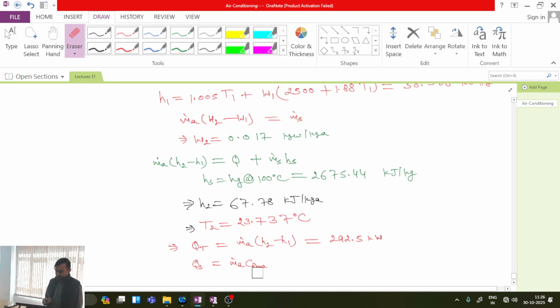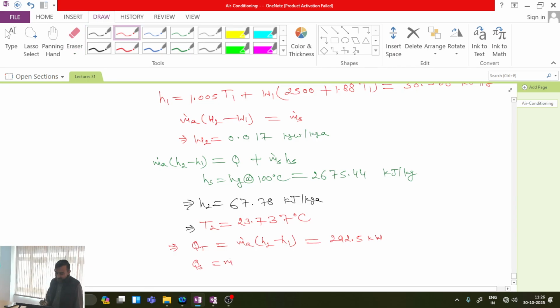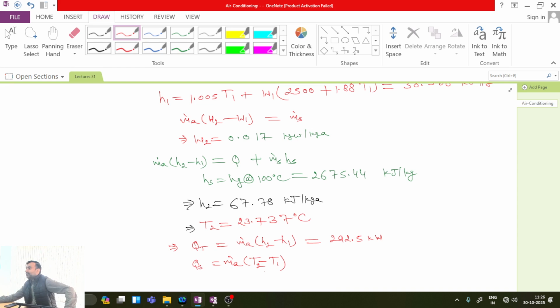That is interesting. Tell me. How much will be the sensible load? M dot A, T2 minus T1. Anything else? When we do m dot A into Cp, one more parameter also comes. What is that parameter?